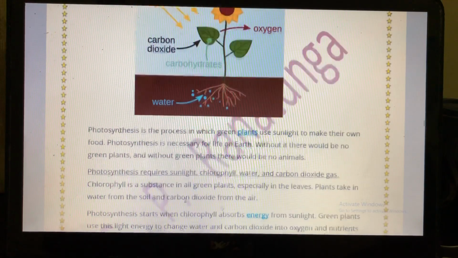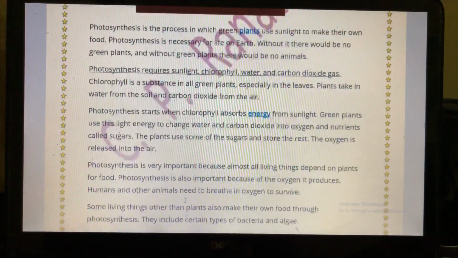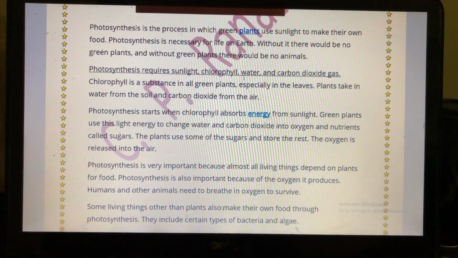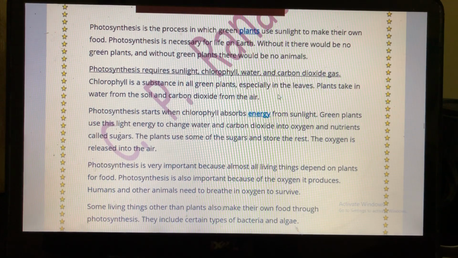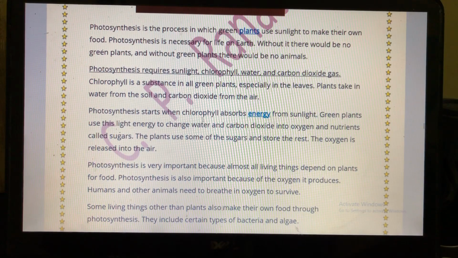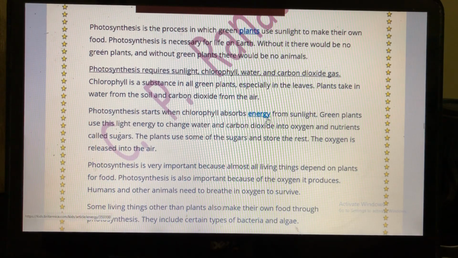What are the necessary factors for photosynthesis? Photosynthesis requires sunlight, chlorophyll, water, and carbon dioxide gas. Chlorophyll is a substance in all green plants, especially in the leaves. Plants take in water from the soil and carbon dioxide from the air. Photosynthesis starts when chlorophyll absorbs energy from sunlight.